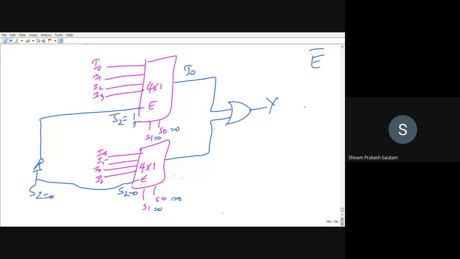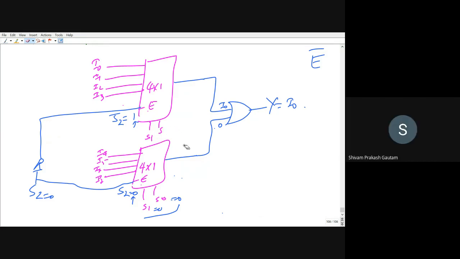Whereas in this second multiplexer, this is also active high, but right now S2 is 0. So we will be getting 0 output here, irrespective of whatever the select lines are. We will always be getting 0 until and unless S2 is 1. We will not be getting any output. So here we will be getting I0 and here we will be getting 0. So I0 OR with 0, we will be getting I0 only. This is for the first case. Is it clear now? Yes, sir. Okay. Now we will take the second case.